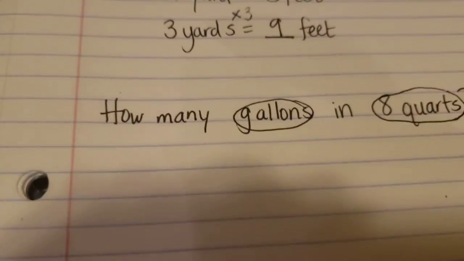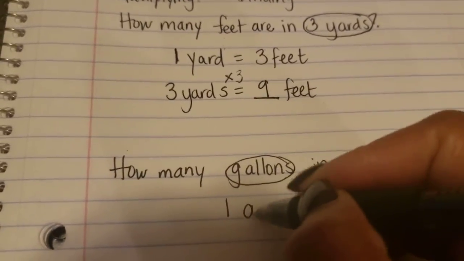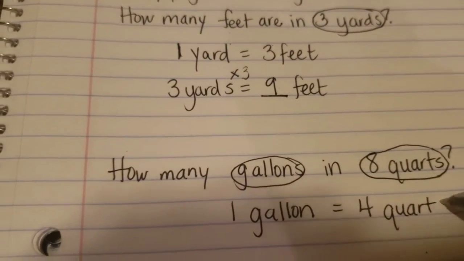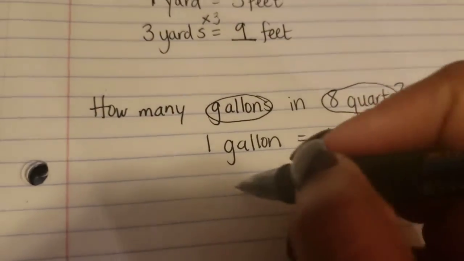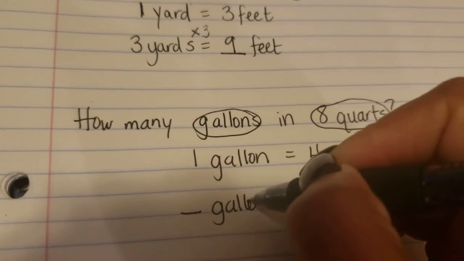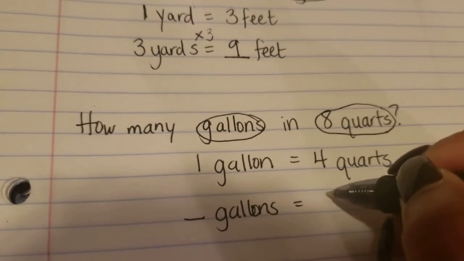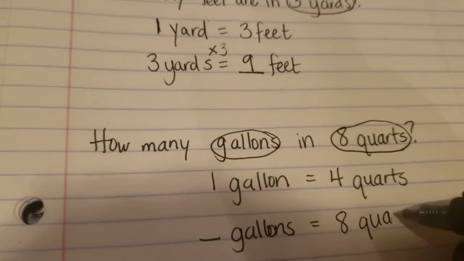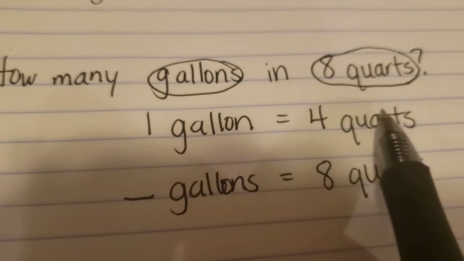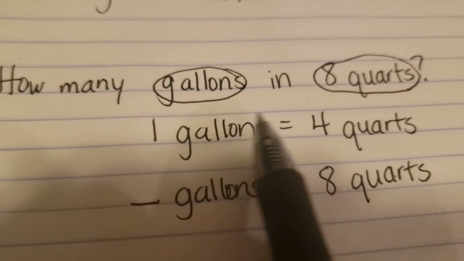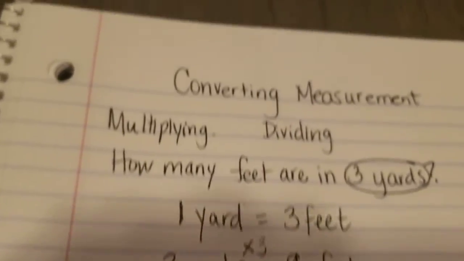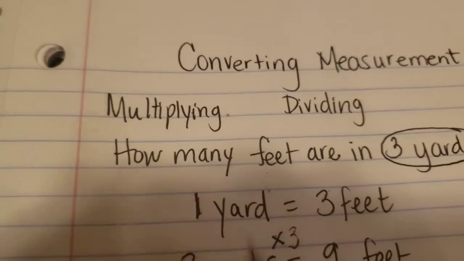So I'm going to come back over here. I'm going to write down that 1 gallon equals 4 quarts. Now I'm going to look at my question, write down what I do know, and figure out what I don't know. Okay, so I don't know how many gallons, but I do know I'm looking for 8 quarts. Now again, let's look at our formula to help us. 1 to 4. Does that look like it's getting larger or smaller? Yes, going from 1 to 4 is getting larger, so therefore I am multiplying.